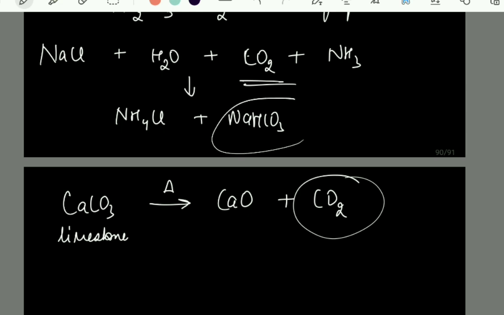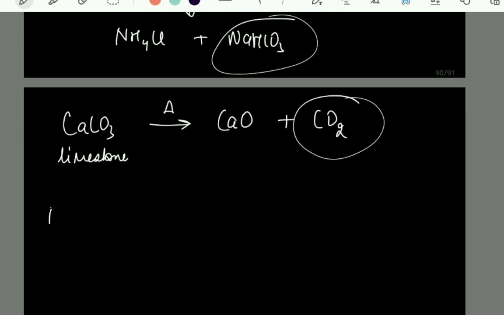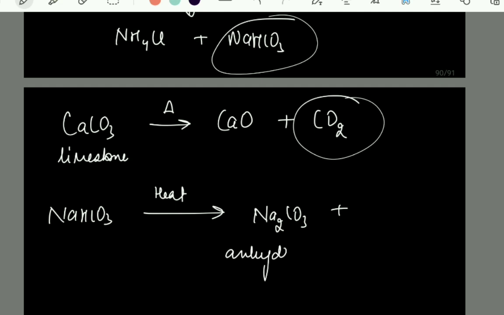Then we got our sodium bicarbonate. Now what are we going to do with it? So sodium bicarbonate we are going to heat and we are going to get sodium carbonate, anhydrous sodium carbonate, and this is what we call soda ash.